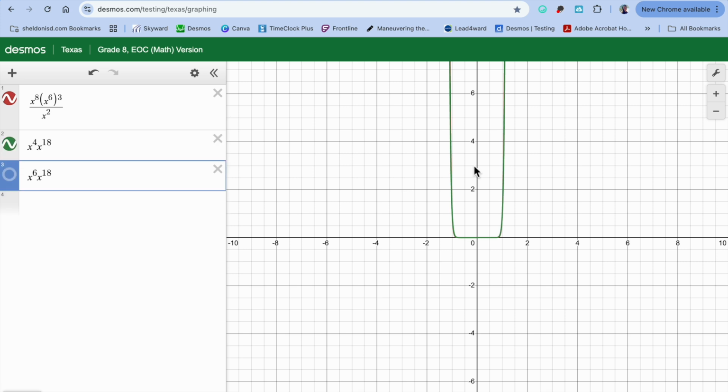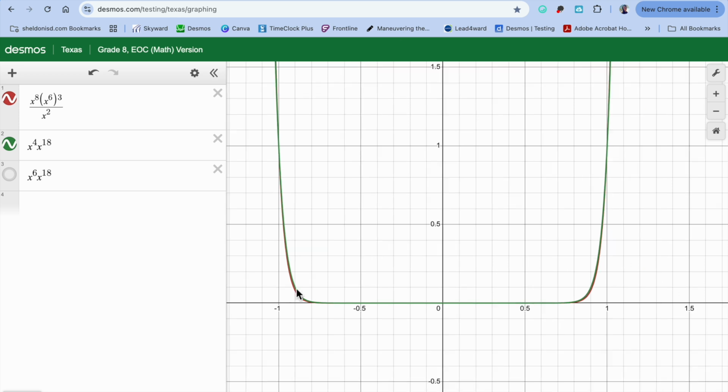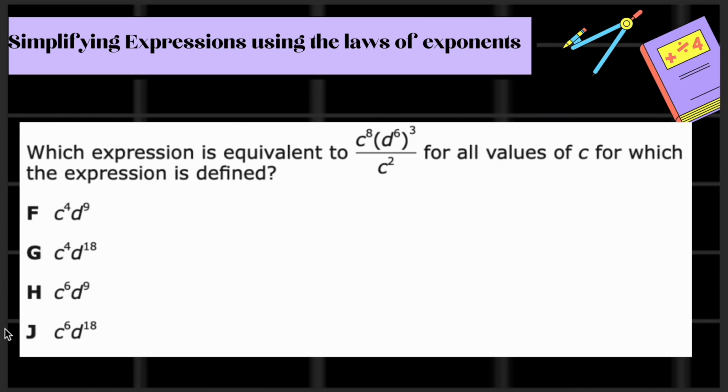I'm just going to X out the other one so I can zoom in and see. You always have to zoom in because you want to make sure that the lines match up perfectly. As you can see, the green and red are not perfectly matched. So I'm going to turn off the green one, it does not match. I'm going to turn back on the black one and it does match perfectly. So my answer is this one, x to the 6th power times x to the 18th power. And if we go back to the answer choices, that was J, which is c to the 6th power, d to the 18th power.